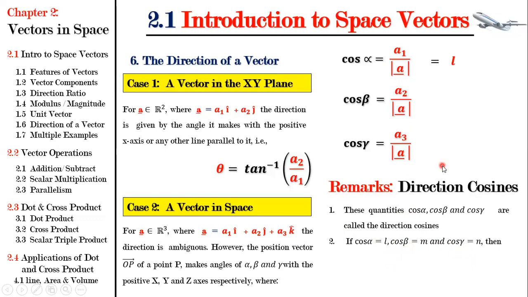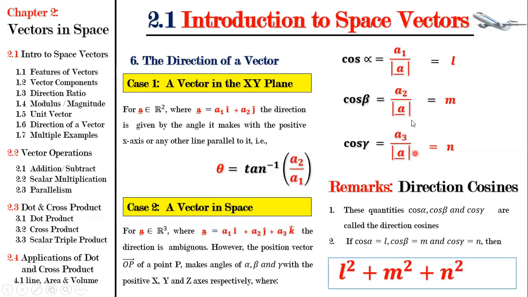So let's look at this. If cos alpha is equal to L, cos beta equals M, and cos gamma equals N, then for the direction cosines, this property holds. Cos squared alpha plus cos squared beta plus cos squared gamma is equal to 1, or L squared plus M squared plus N squared is equal to 1. Which therefore means that if you know two of them, then you can look for the third. For example, if you know L and M, you can look for N, where N will be the cosine of the angle it makes with the positive Z axis.